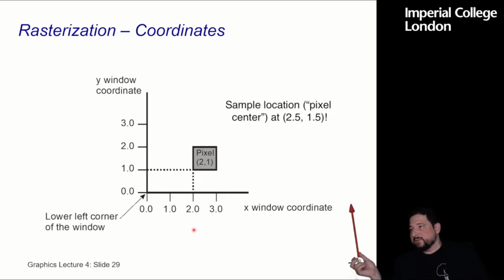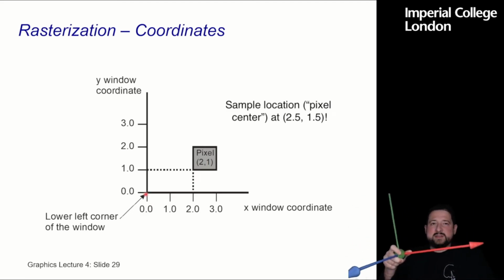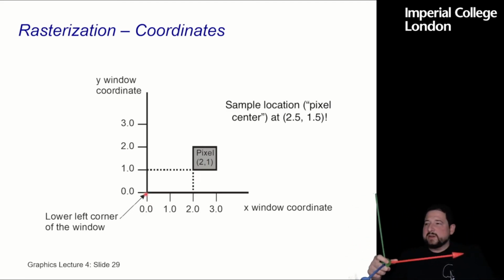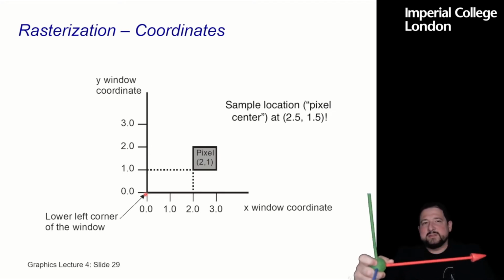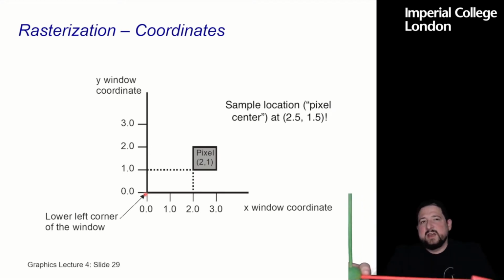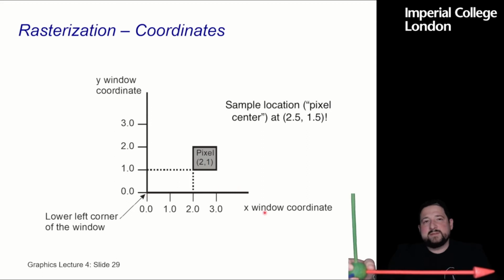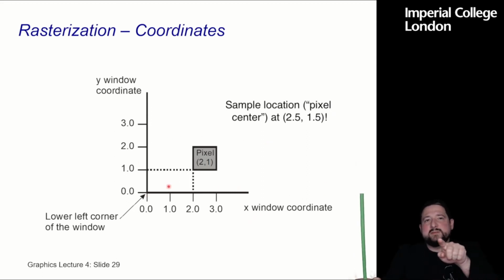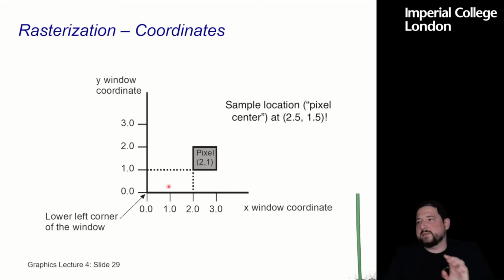conventional thing in computer graphics. We usually assume the lower left corner of the window, so this here, as the 0, 0, 0 coordinate. So this is now 0, 0, 0, with the positive x-axis going in this direction and the positive y-axis going upwards here.